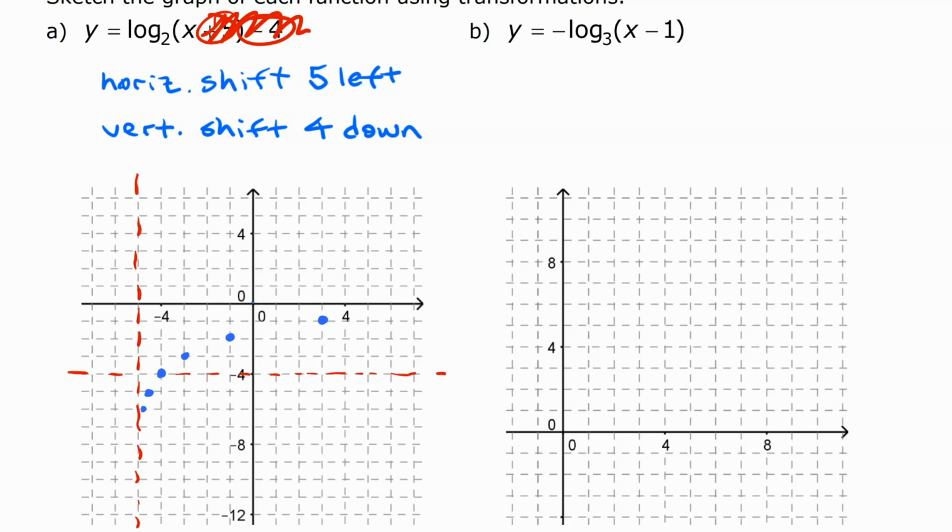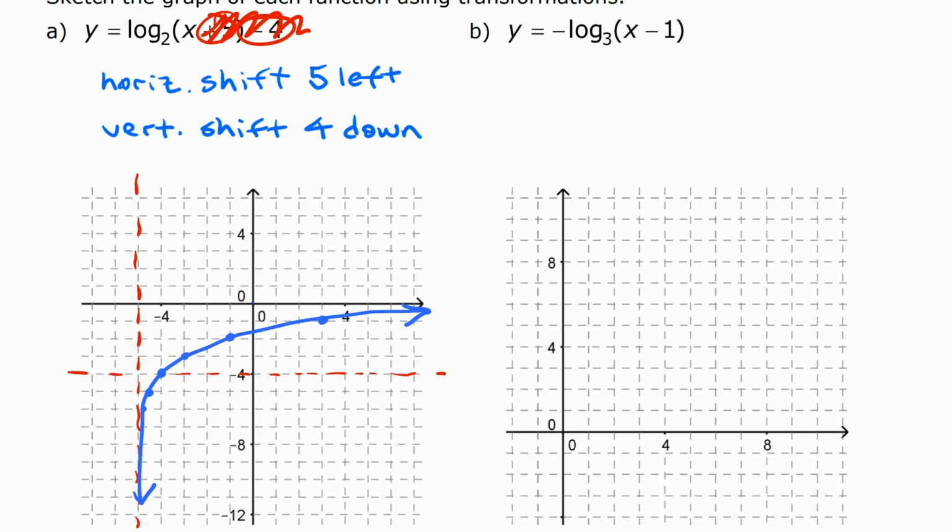So I'm going to draw like this, as smooth of a curve as I can, and then just draw it kind of asymptotic along that line there. Put an arrow to say it keeps going at each end like that. That's our graph. All right.